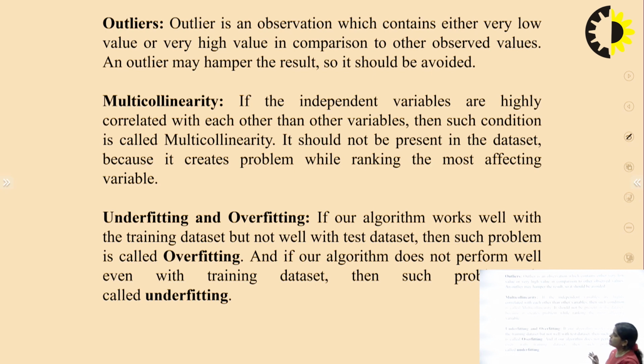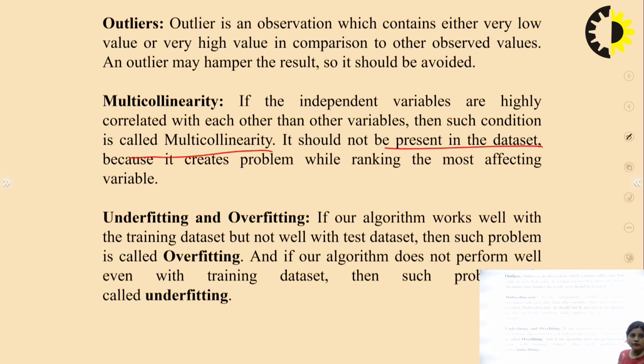Okay, the next one is multicollinearity. If you have more than one independent variable and those independent variables are highly correlated with each other, then that condition is termed multicollinearity. For a particular data set, we are going to avoid that kind of situation. That property should not be present in the data set because it creates problems while we are ranking the most affecting variables. So, that's the main issue, and we avoid that condition in our data set.